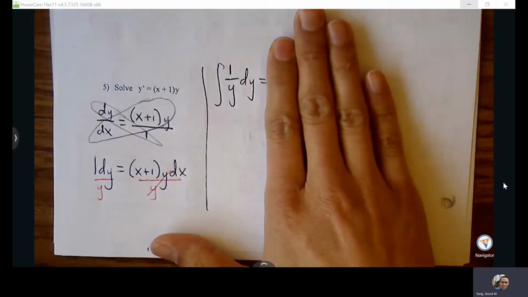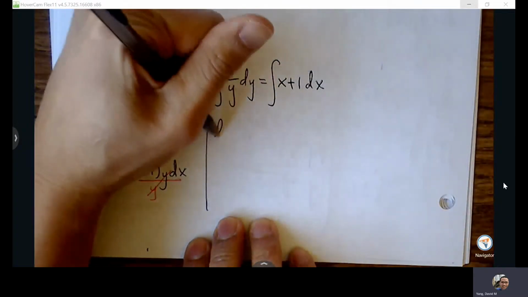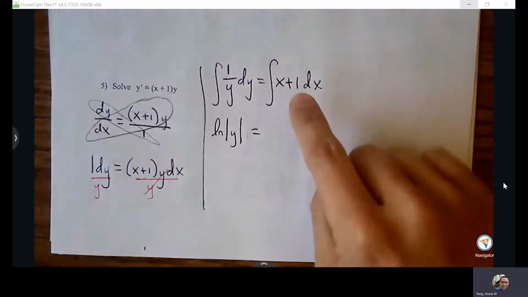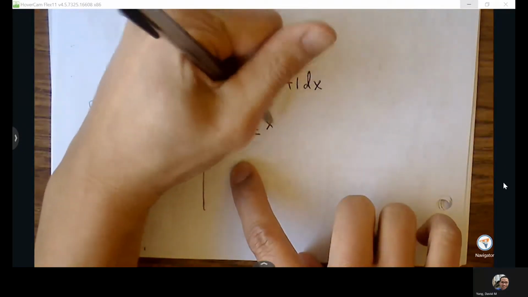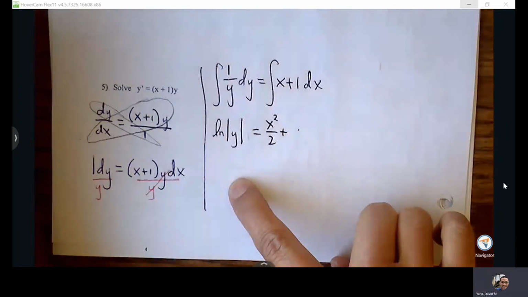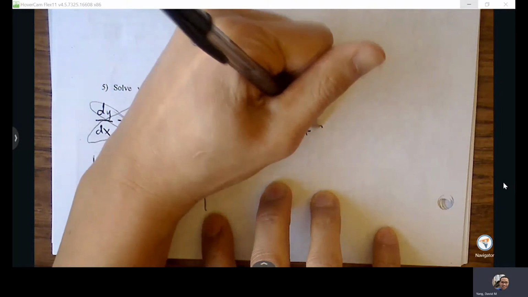Okay, left side first, right? There's no need for u substitution. This is the same thing as 1 over u du, but just in terms of y. We'll save the c for the right side. X is its own rule. 1 is its own rule. What does x become? 1 becomes... good, x, okay, plus c.